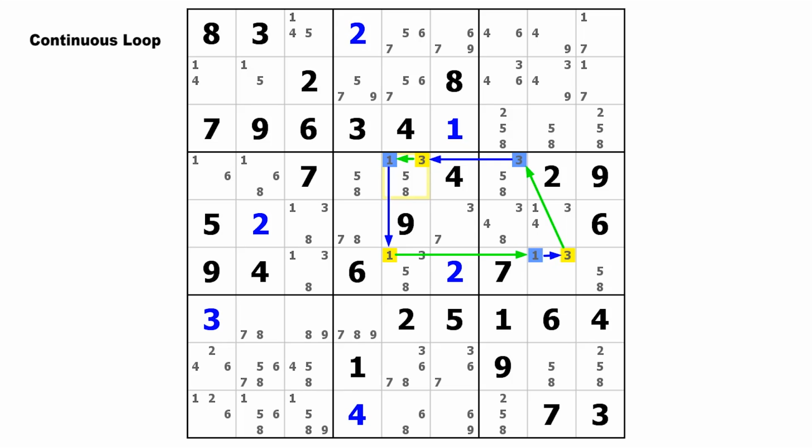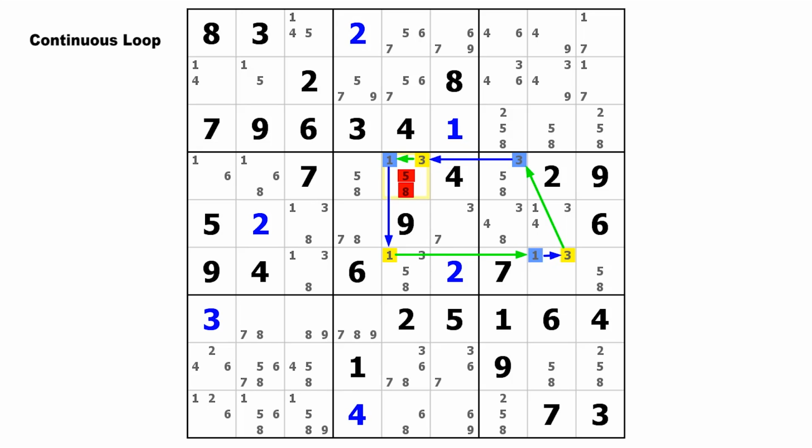If you removed any one of those 3 green-colored weak links, you would again have an open-ended AIC proving that one of the 2 endpoints must be true. Now here in this cell in row 4, column 5, if we remove that weak link between the 1 and the 3, we get an AIC with those 2 candidates as the endpoints. So that means either the 1 or the 3 must be true, which further means we can eliminate this 5 and this 8 from that cell, because either the blue 1 or the yellow 3 must be true. Is that cool or what?